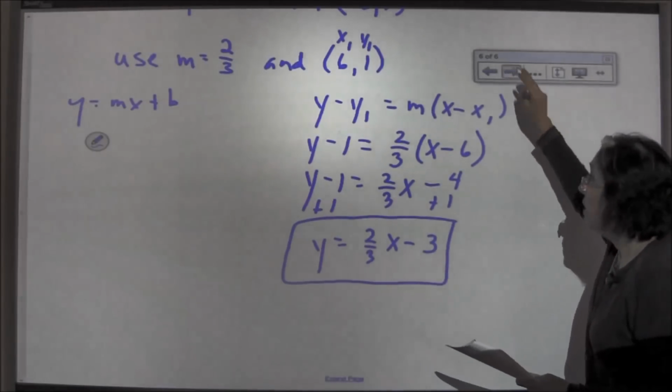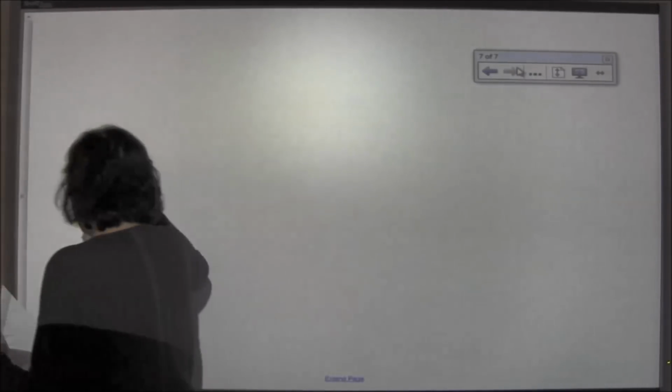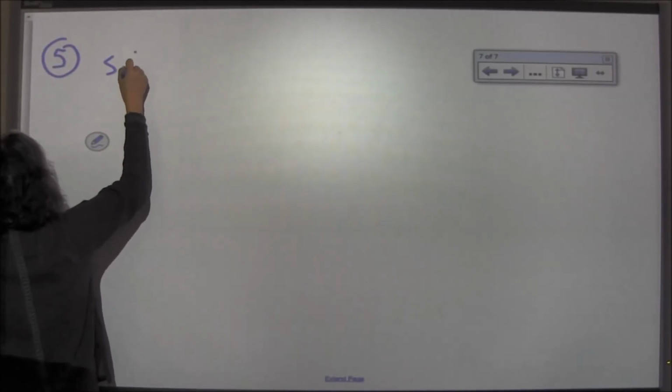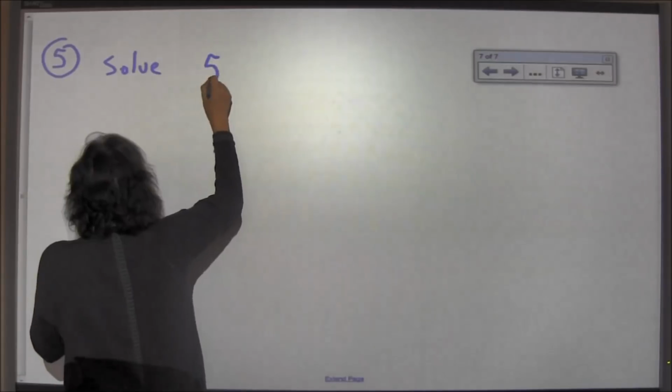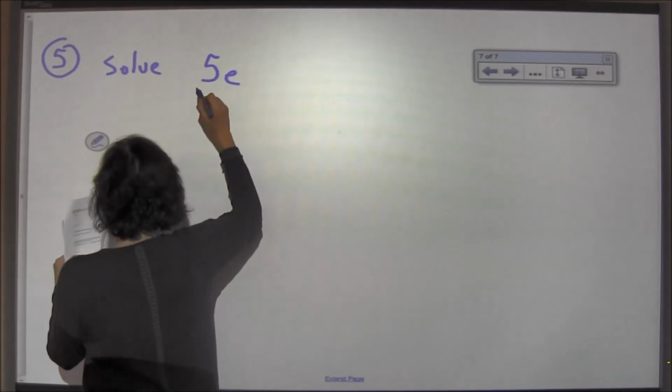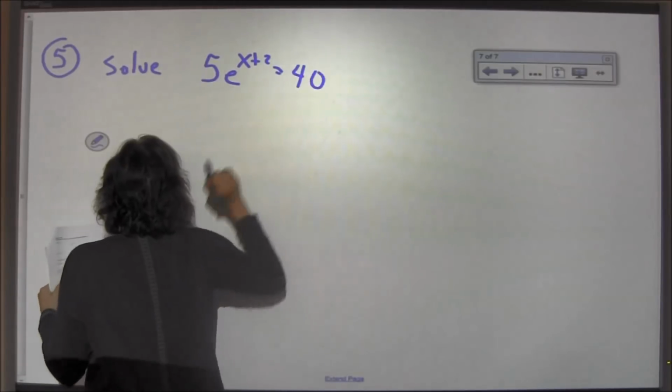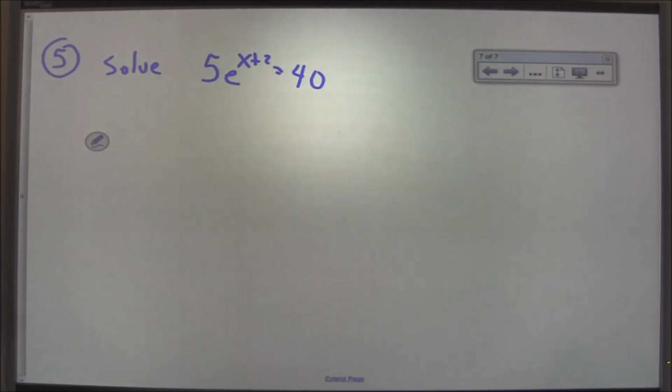Okay, number 5 is from the last unit. We're going to solve this for x: 5e to the x plus 2 equals 40. That's called an exponential equation. I cannot write both sides with the same base. So what am I going to do?